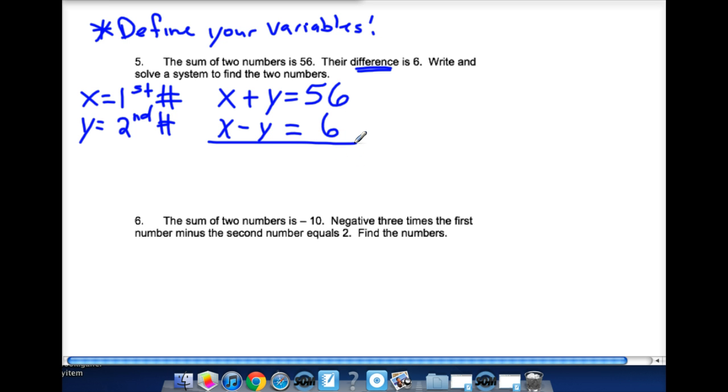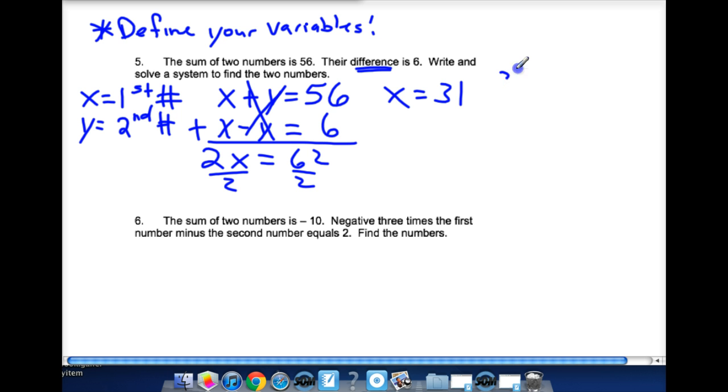Do we have the opposite of one of the variables? Which one? y. We're going to eliminate the y's by adding our two equations together. 2x equals, what's 56 plus 6? 62. Divided by 2, 31. The first number is 31. Pretty much figure out the problem now. What's the second number? 31 plus y equals 56. And you can just figure from there. Because the sum of the two numbers is 56. I got y to be 25.